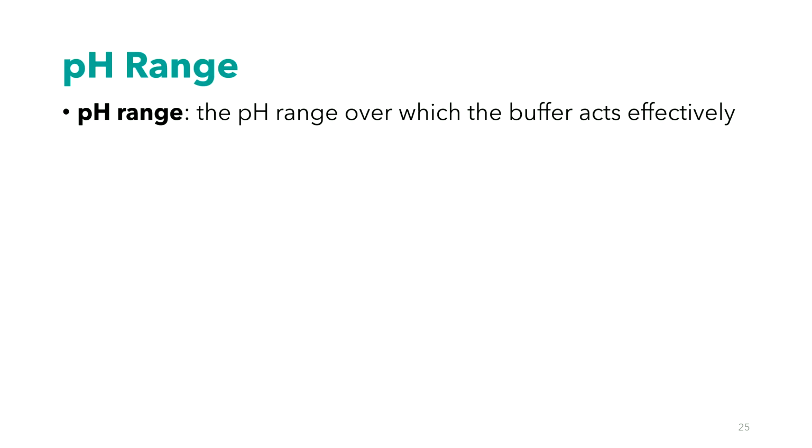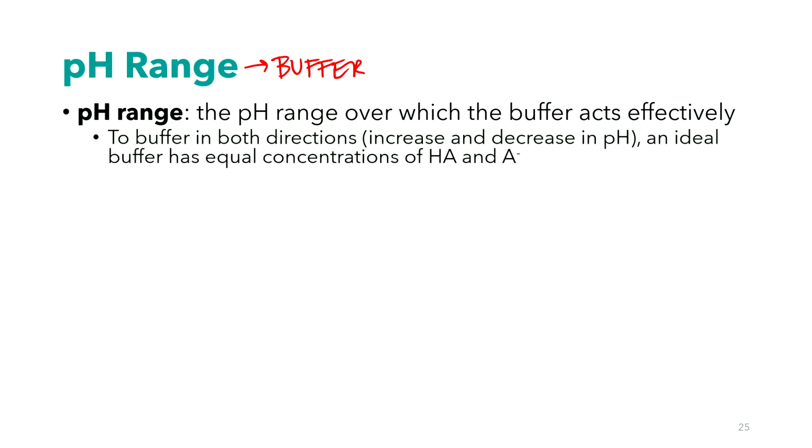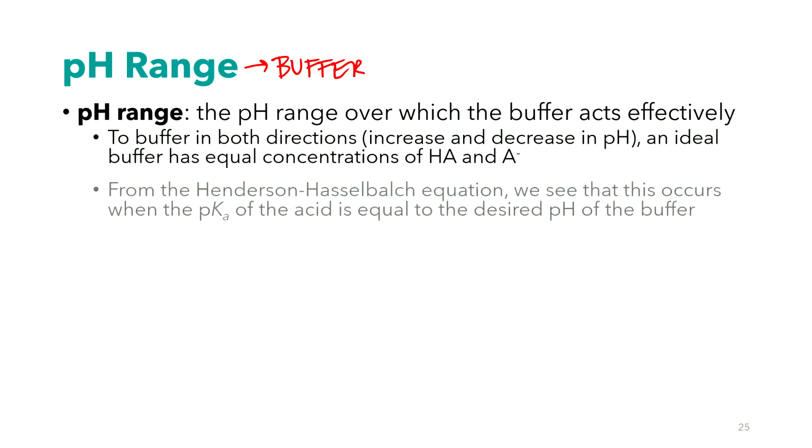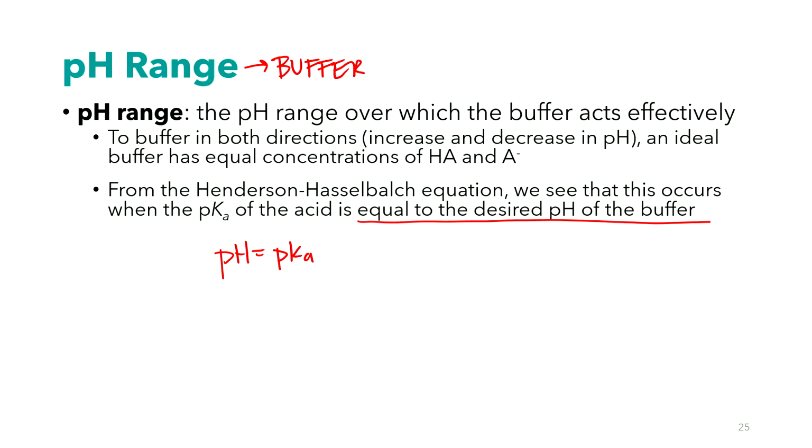The pH range of a buffer. Buffers don't work for any pH. They only work over specific pHs. So what is that range? We need to have amounts of HA and A minus. That's our requisite. We have to have both of them if we're going to buffer in either direction. So if we look at our Henderson-Hasselbalch, the ideal buffer is when we have equal amounts of acid and base. That would be the log of A minus over HA when those two are equal. In other words, that would be the log of 1, which is 0.